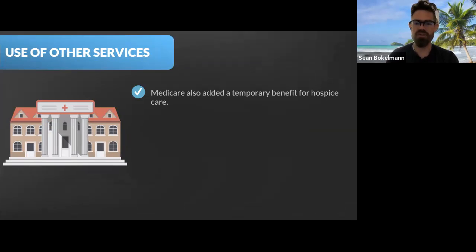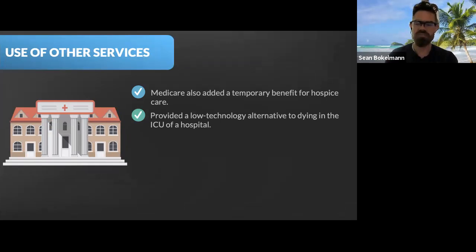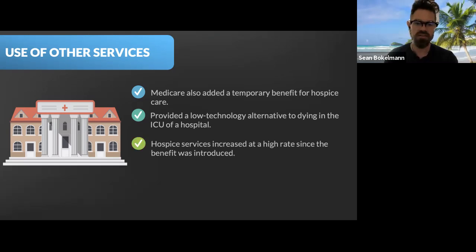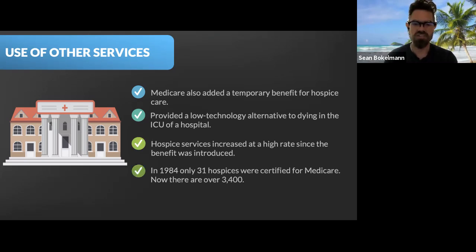Additionally, Medicare added a temporary benefit for hospice care, which is another substitute. And hospice care is basically a low technology alternative to dying in the ICU, right? You can die at home comfortably in your bed without having to be in the ICU in the hospital. And these services increased at a high rate as well since the benefit was introduced. And just to get an idea of how popular this benefit was, only 31 hospices were certified for Medicare in 1984, 1 year after the PPS, and now there are over 3,400. So this benefit seemed to work, right?